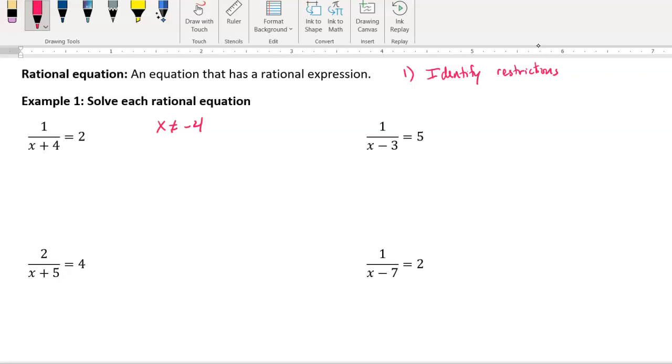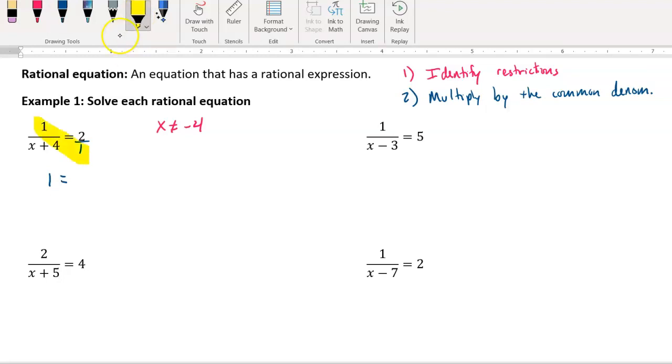So we identified the restrictions, so we got that done. Then the second step, if there's just one fraction, we can cross multiply. Otherwise, the main idea is we want to get rid of the fractions by multiplying by the common denominator. So in this case, it's the same as cross multiplication. So 1 times 1 would be 1. There's nothing under the 2, so it would just be a denominator of 1. So when you multiply those, you get 1.